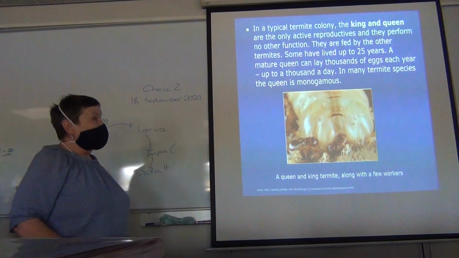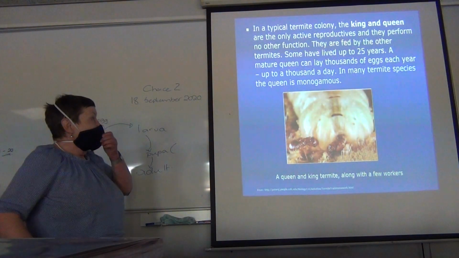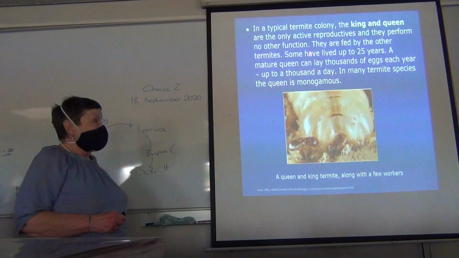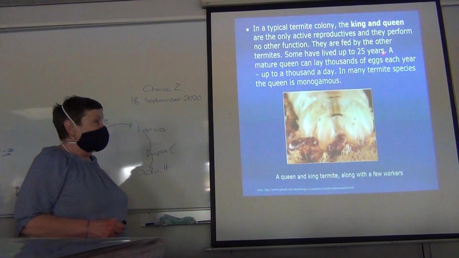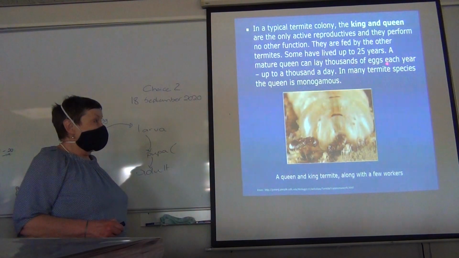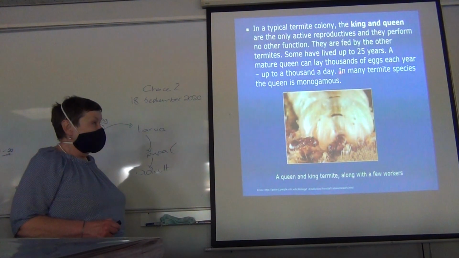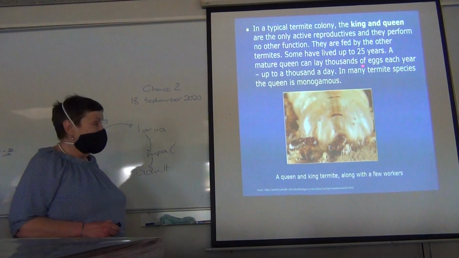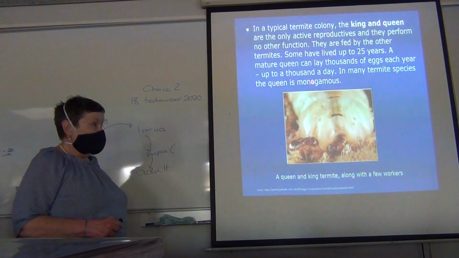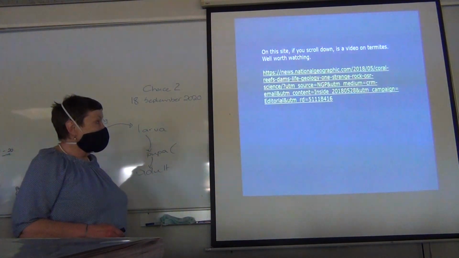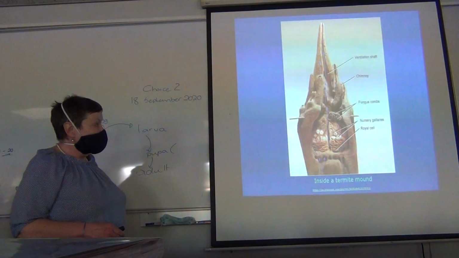In a typical termite colony, the king and the queen are the only active reproductives, and they perform no other function. They're fed by other termites, and some have lived up to 25 years. A mature queen can lay thousands of eggs every year, up to 1,000 a day. And in many termite species, but not all, the queen is monogamous. Only one mate.